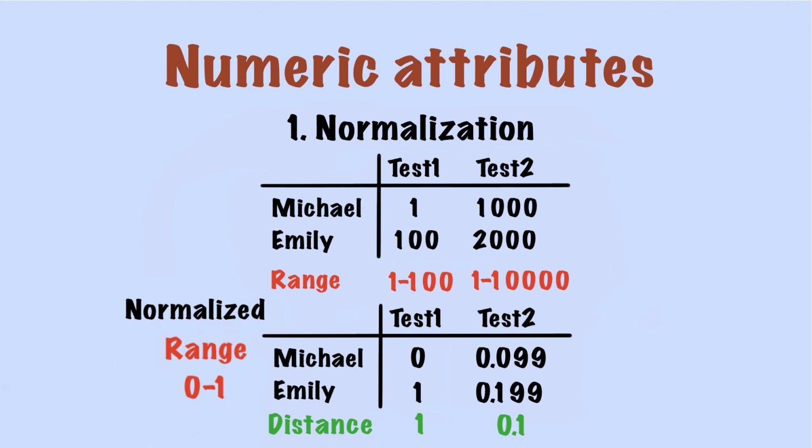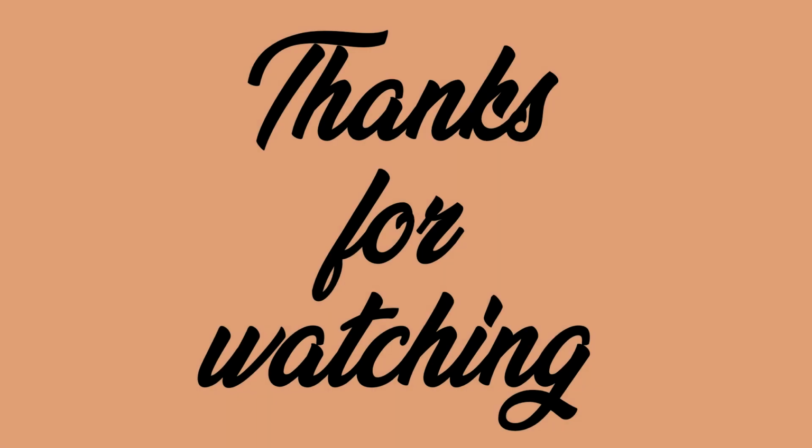In other words, we kind of interpolate the values into the original range to get the unbiased position of each data point in the range of 0 to 1. That's the basic idea of normalization. I'll talk about the distance measure in the next video.